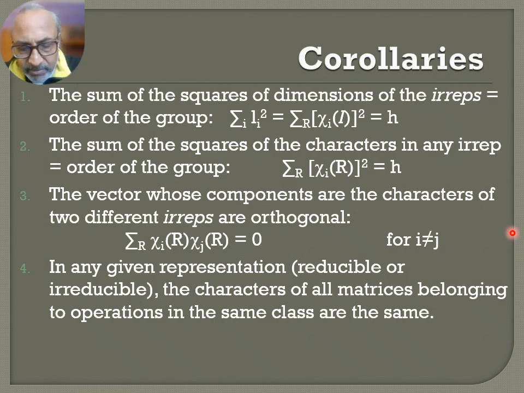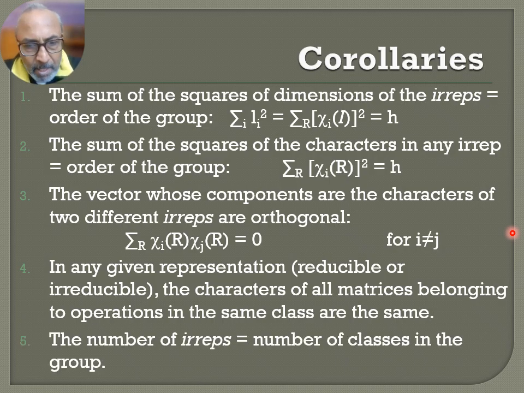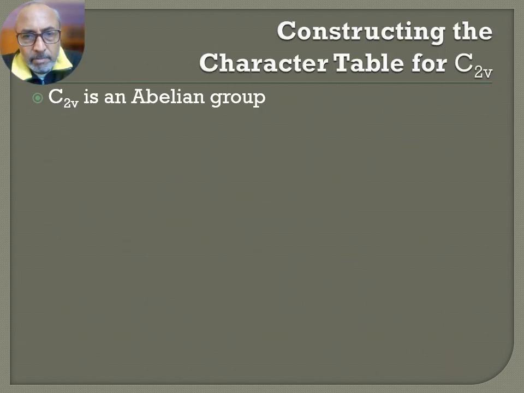And the number of irreducible representations is equal to the number of classes in the group. Okay? So we can form the irreducible representations once we know the classes in the group. With that, let us return to the point group C2V and construct the character table for it, which is the table of characters of the irreducible representations.